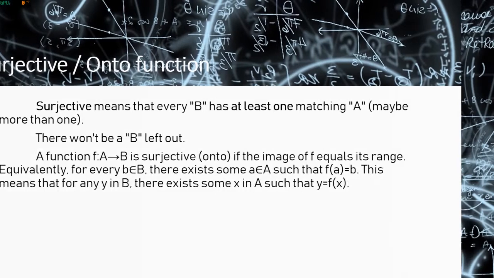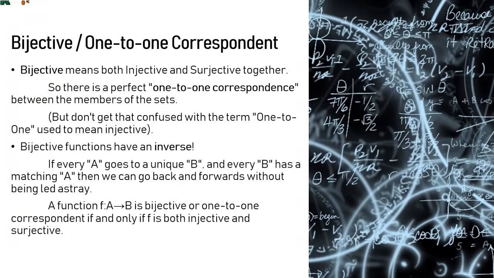The last one is bijective or one-to-one correspondent. This consists of both injective and surjective. So there is a perfect one-to-one correspondence between the members of the sets. But don't get confused with the term one-to-one, used to mean injective. A bijective function has an inverse.